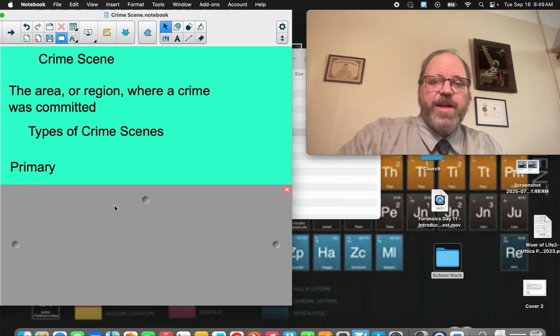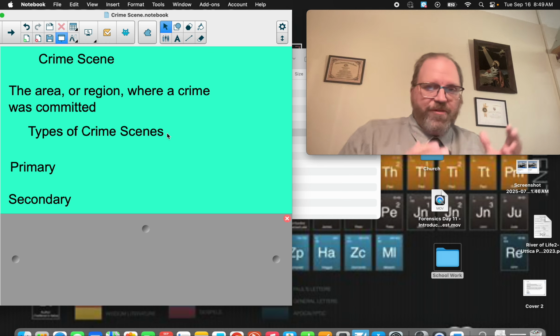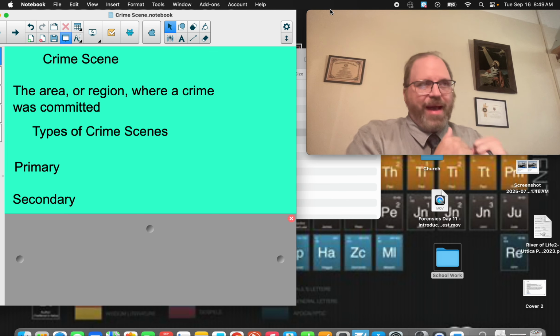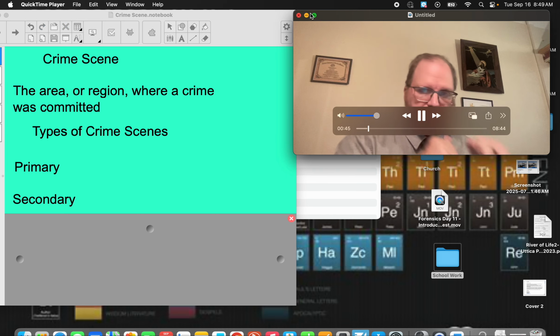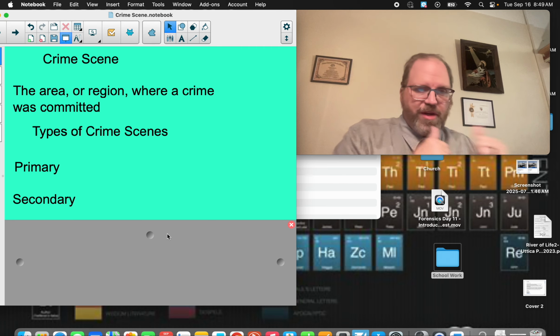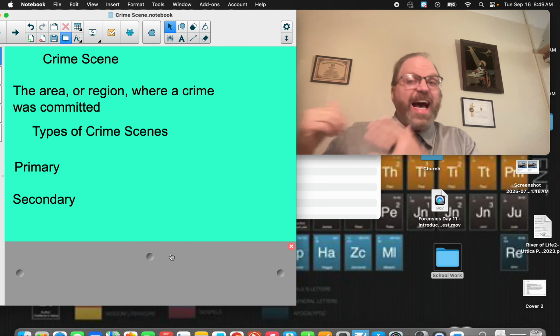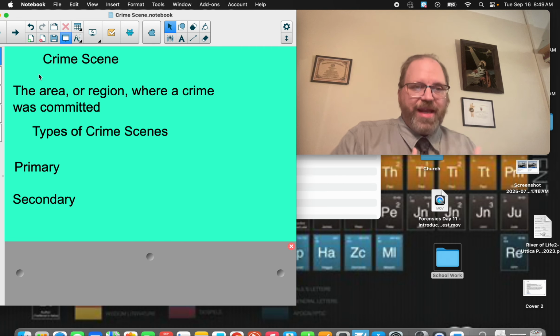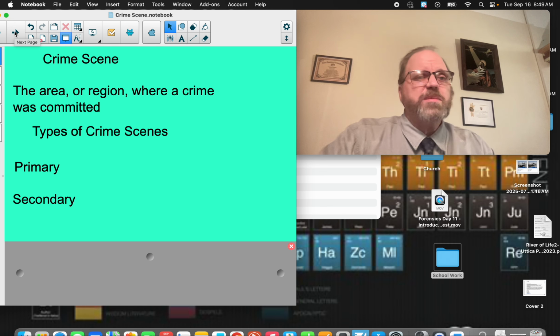Second would be a secondary. If there was a body dumped, if somebody killed somebody but then packed the body and moved it someplace else, there would be a secondary. A secondary crime scene would also be like a hideout from a robbery. Those are the ideas we have between primary and secondary crime scenes.